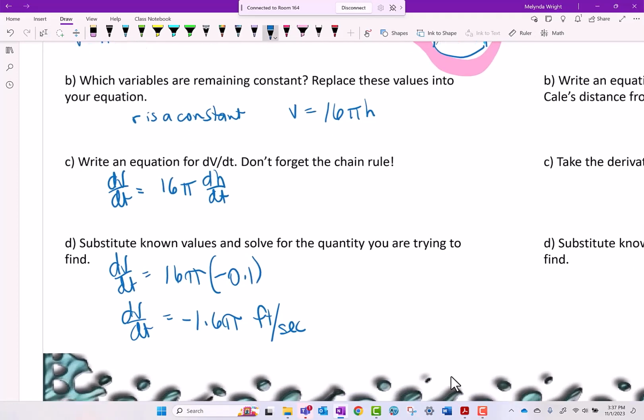Second squared. And if we had a calculator, it would be about negative 5.0265.